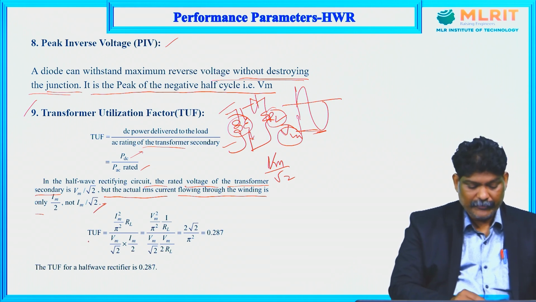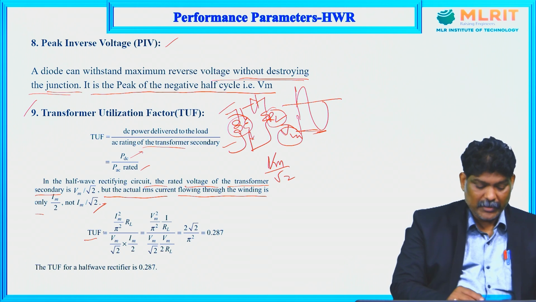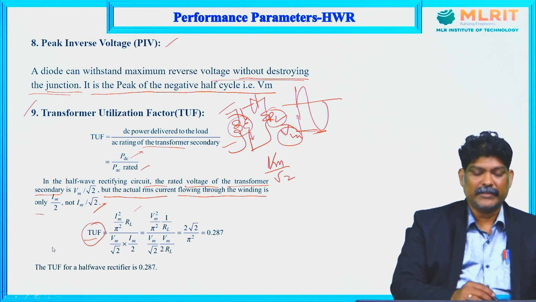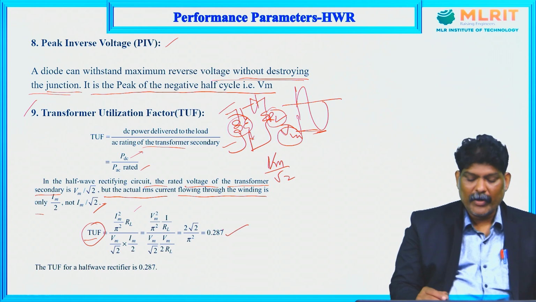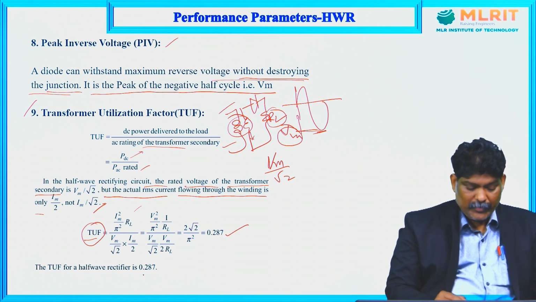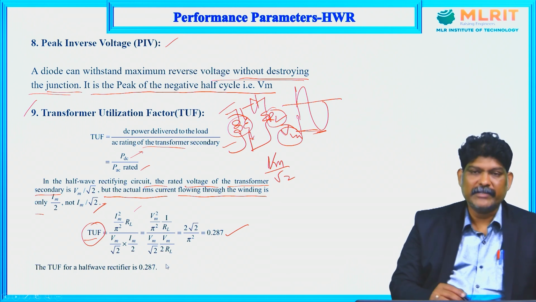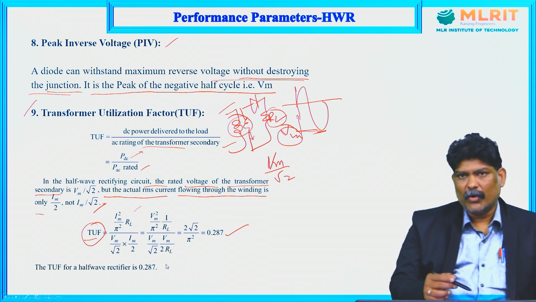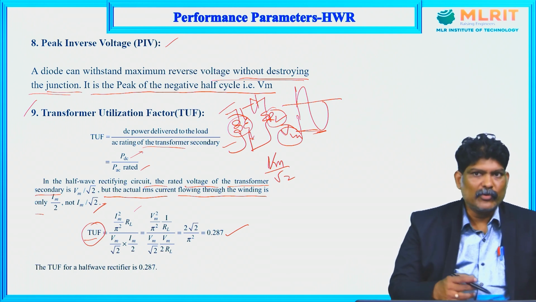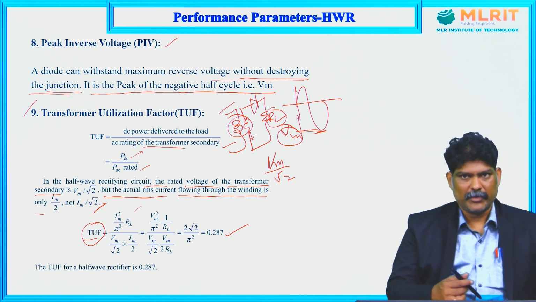Therefore, if you substitute all these values, the transformer utilization factor TUF is given by 0.287. If you take the percentage, it is 28.7%. So only about 28% of your transformer is utilized properly for the rectification process.